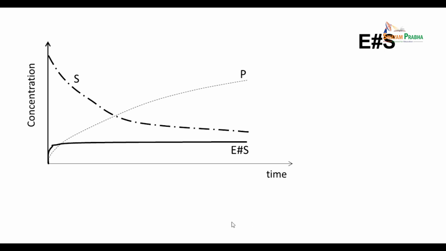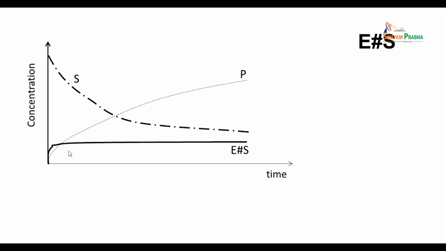Now, if we plot the concentrations of, let's say, the substrate, the product, and the enzyme substrate complex versus time as the reaction proceeds, it will be something like this. The substrate is going to react to give the product, therefore, that goes down. The product is going to get formed, therefore, that keeps going up. And the enzyme substrate complex behaves something like this. At very small times, there is an increase, and then there is no change in the concentration of the enzyme substrate complex. So, apart from very short early times, the concentration of the enzyme substrate complex does not change.